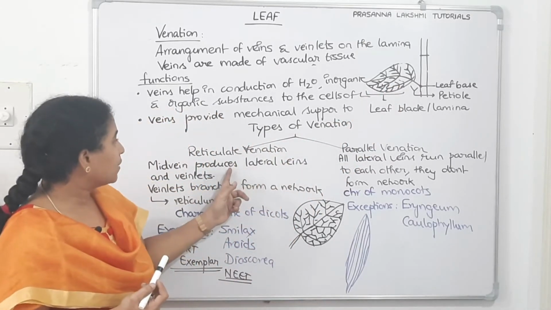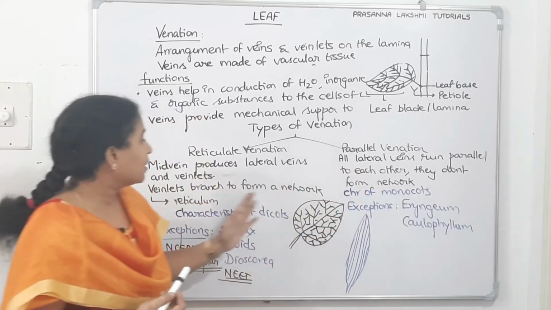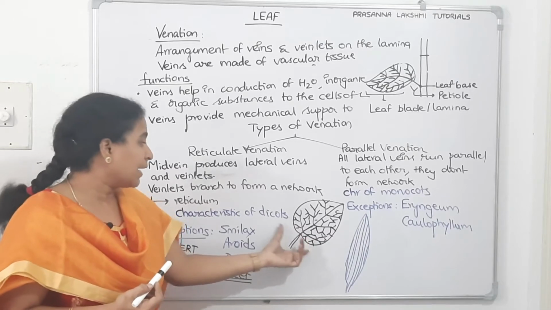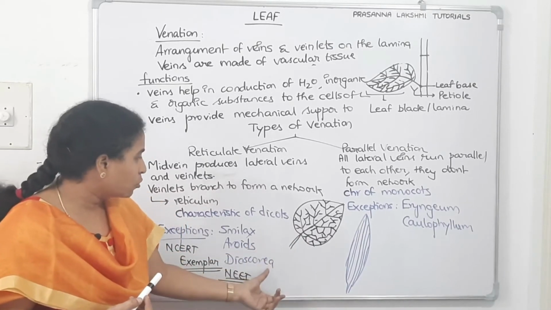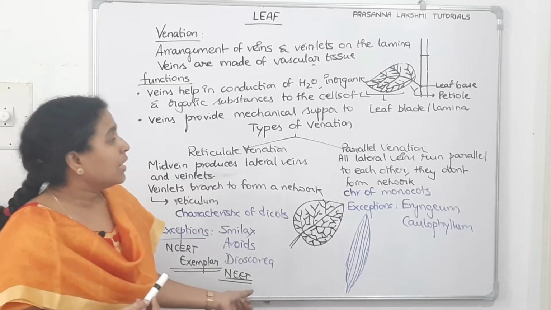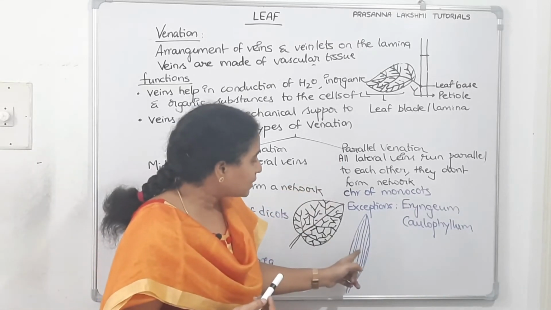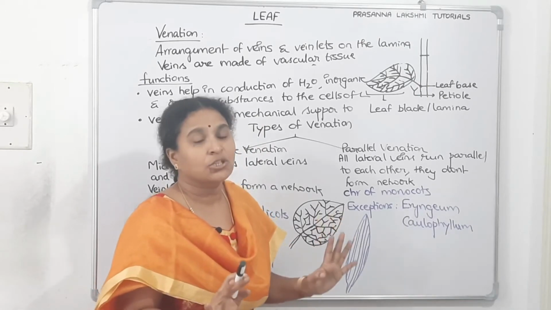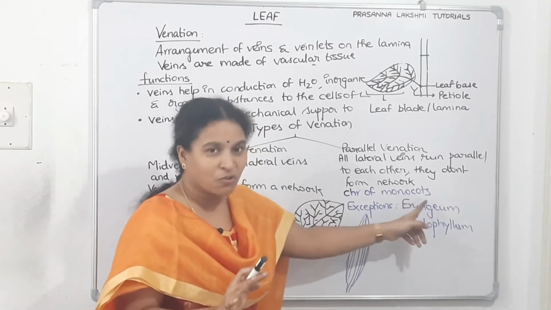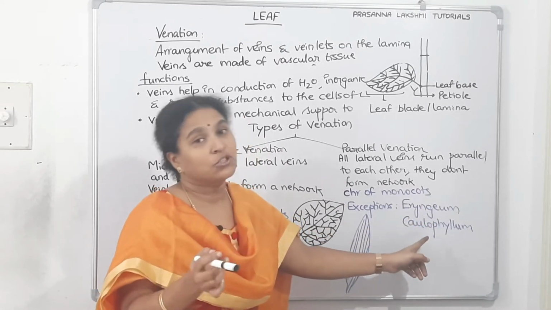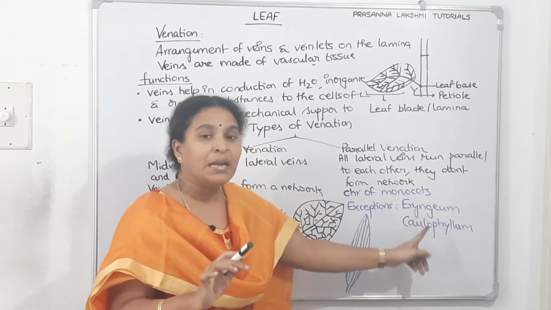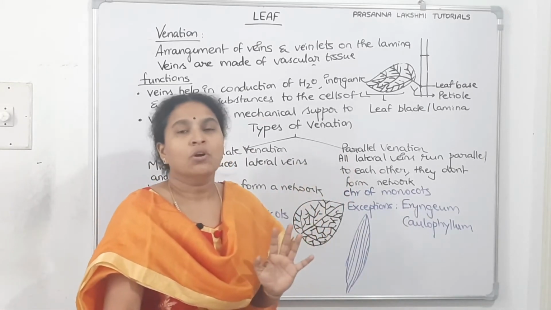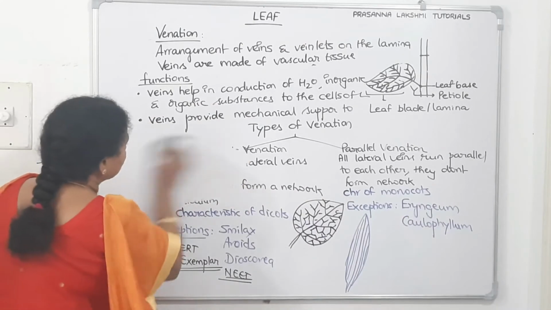Types of venation: reticulate venation and parallel venation. In reticulate venation, the veins profusely branch to make a network called reticulum. It's a characteristic feature of dicots. These are the monocots which are having reticulate venation. Now parallel venation means the lateral veins run parallel to each other. There will not be a network type of organization, and it is a characteristic feature of monocots. But there are some dicots which show parallel venation: eryngium and caulophyllum. Again, we can divide the parallel venation into unicostate and multicostate. Let us do that.